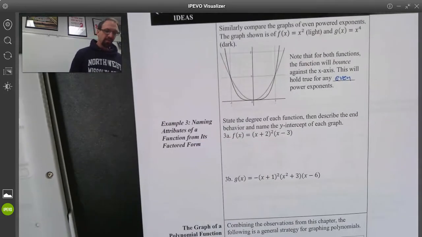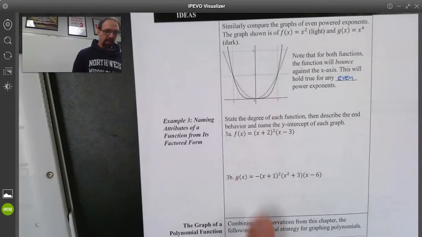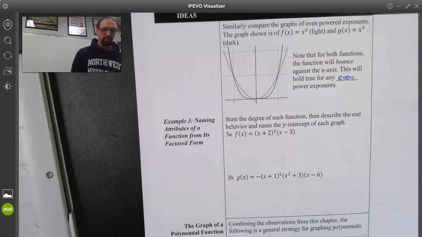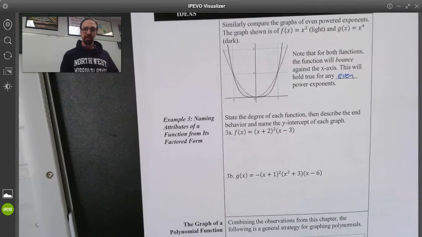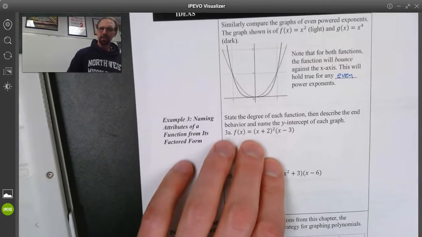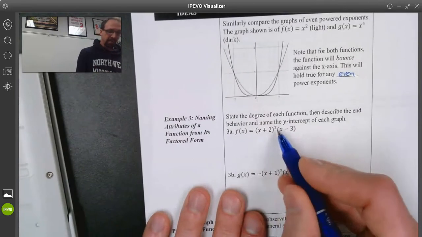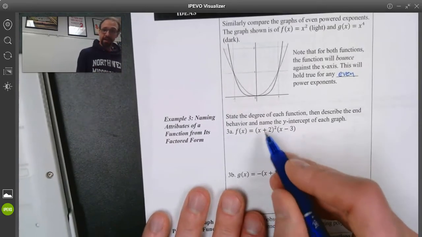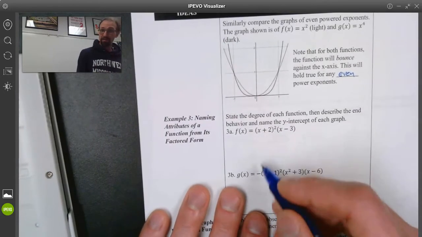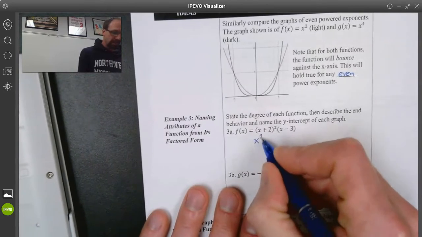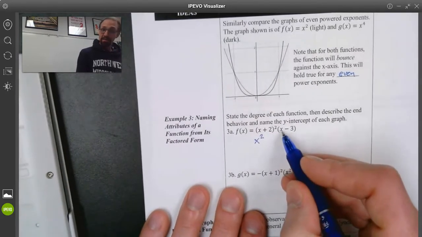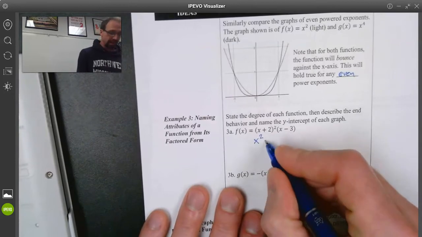Example 3. Here we want to find the degree, describe the end behavior, and name the y-intercept of the graph. For this particular one, to find the degree we have to do a little bit more work. I don't need to multiply the whole thing out. I just need to know the leading degree. So if I think about this quadratic, I know a quadratic's leading degree is going to be x squared times a linear, x squared times x.